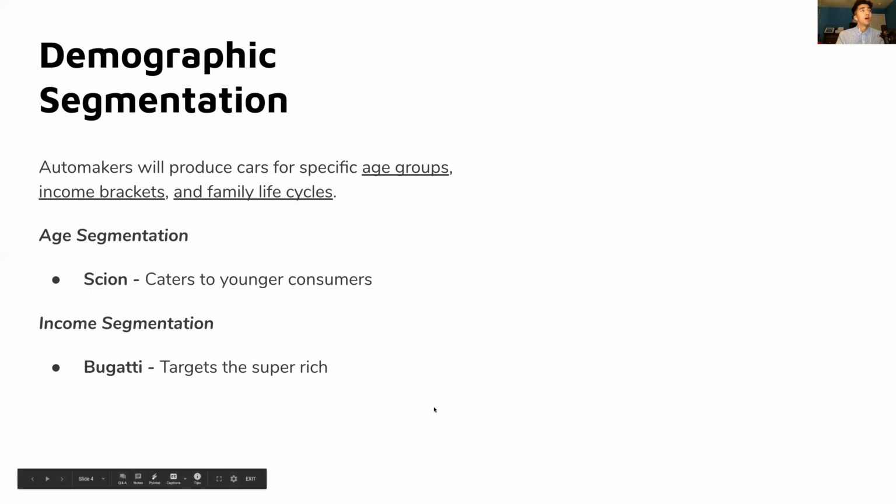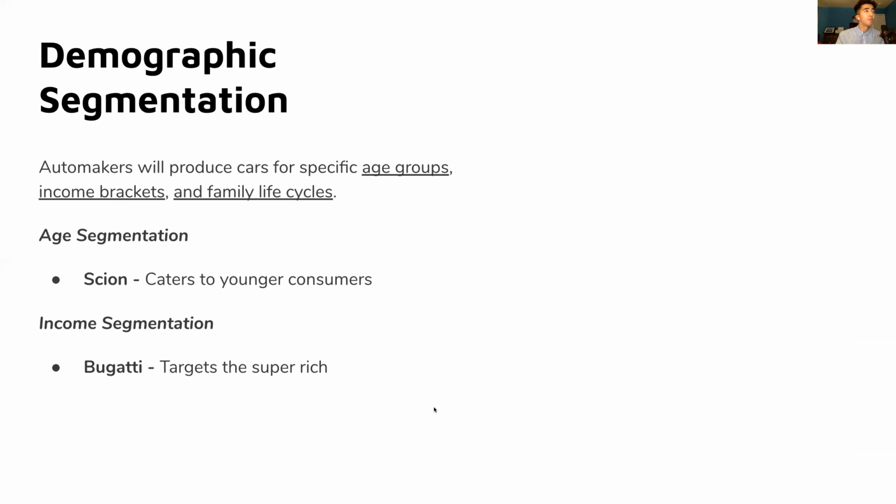Now let's talk about demographic segmentation. So this refers to segmenting markets on the basis of demographic information such as age, gender, income, ethnic background, and family life cycle. And car companies will definitely produce cars for specific age groups, income brackets, and family life cycles. So let's talk about age segmentation.